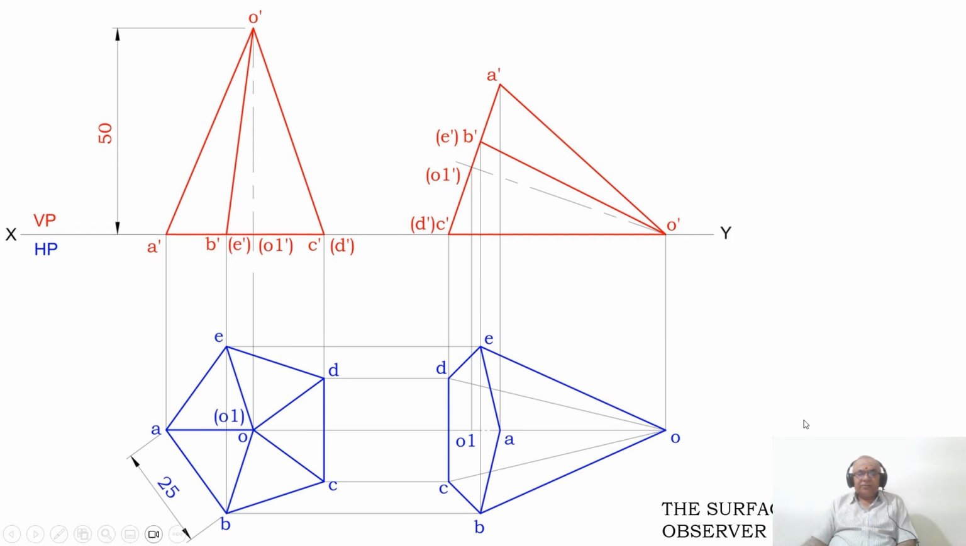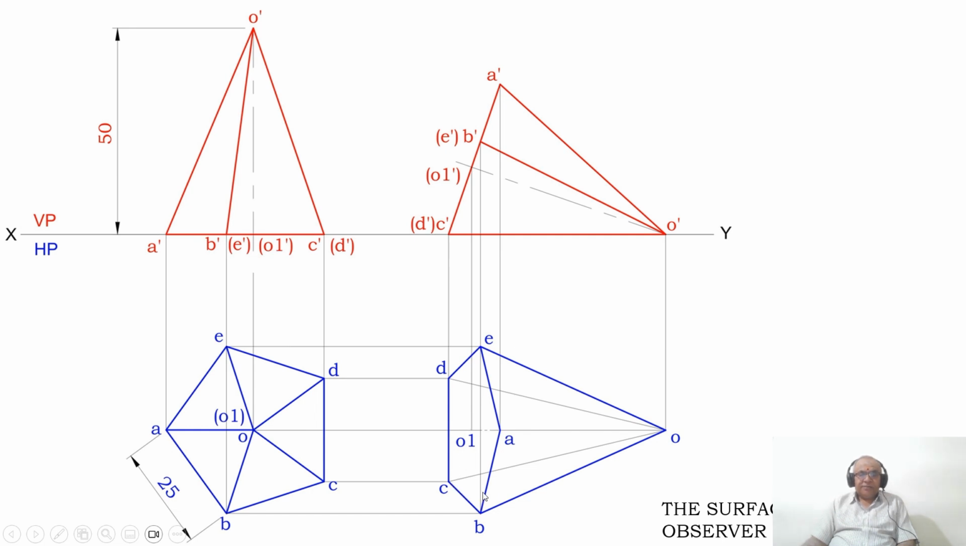Then once you do that, the surface which is near to the observer is visible. When you look from the top view, O dash A dash is the slanted edge which is near to the observer. Therefore, the surface which is near to the observer is visible. So one should do that when you look from the top view. A dash, B dash, C dash, D dash and E dash all are near to the observer.